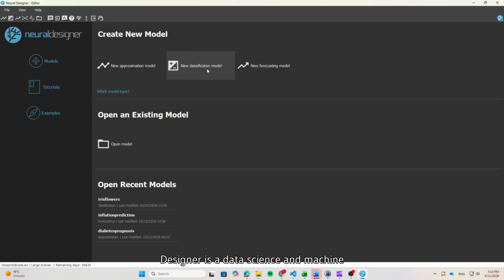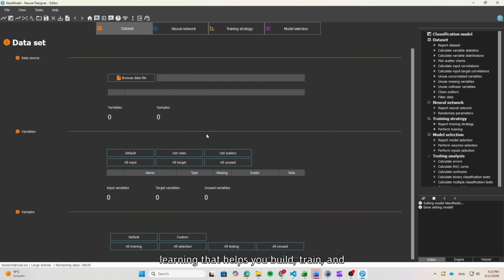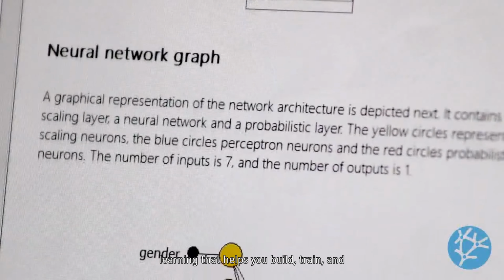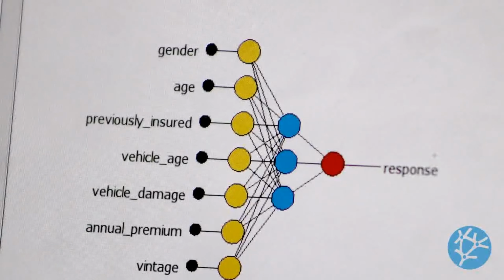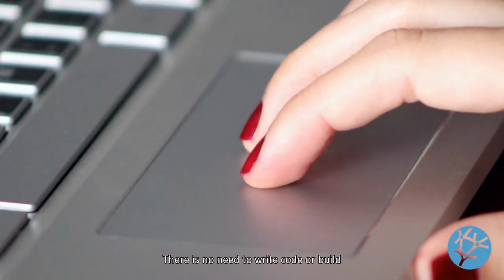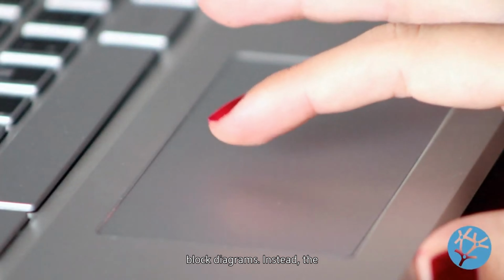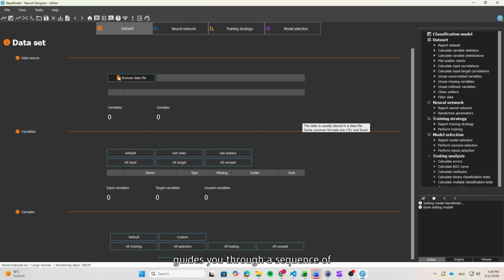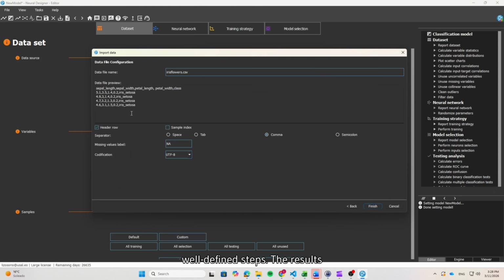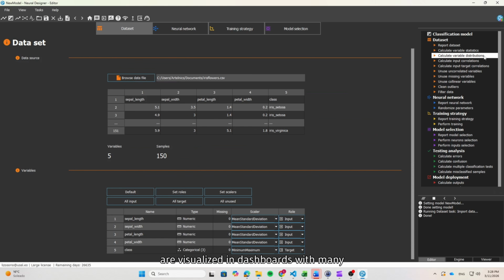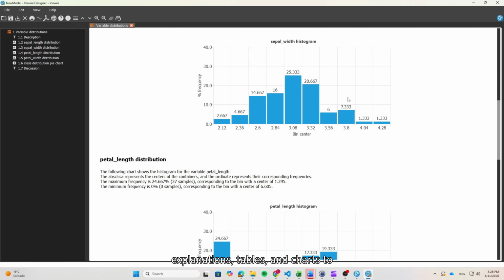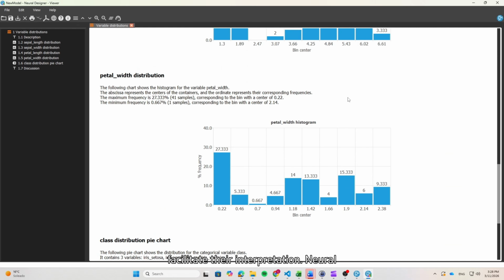Neural Designer is a data science and machine learning platform that helps you build, train, and deploy neural network models. There is no need to write code or build block diagrams. Instead, the interface guides you through a sequence of well-defined steps. The results are visualized in dashboards with many explanations, tables, and charts to facilitate their interpretation.